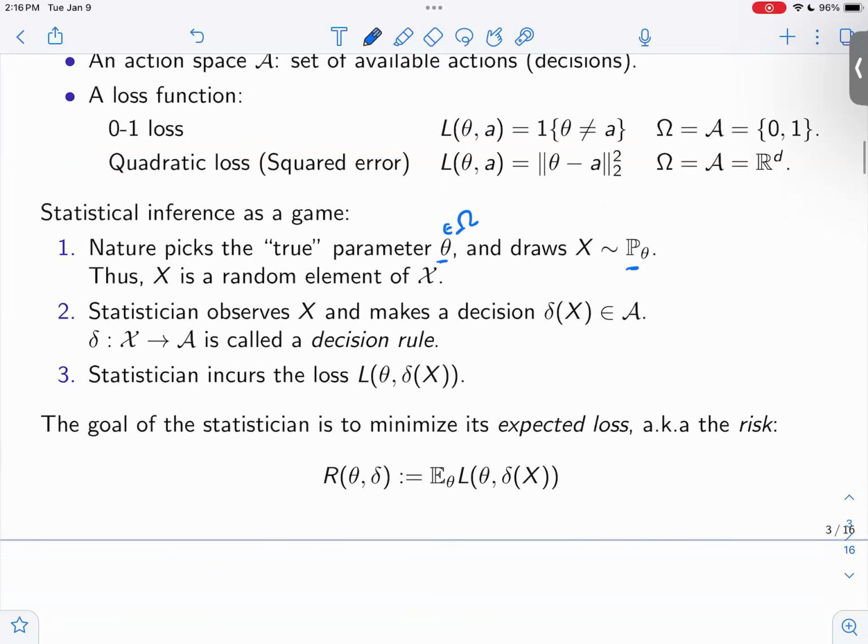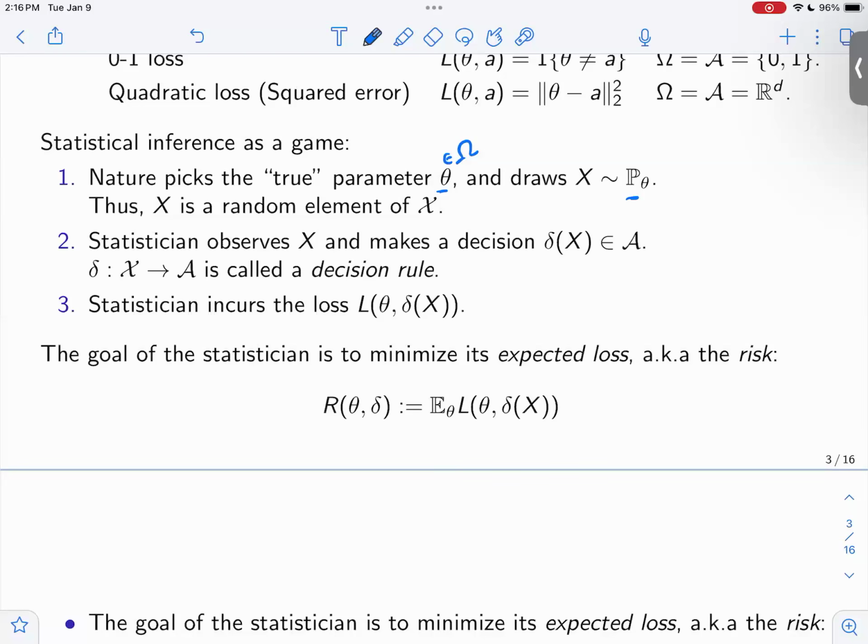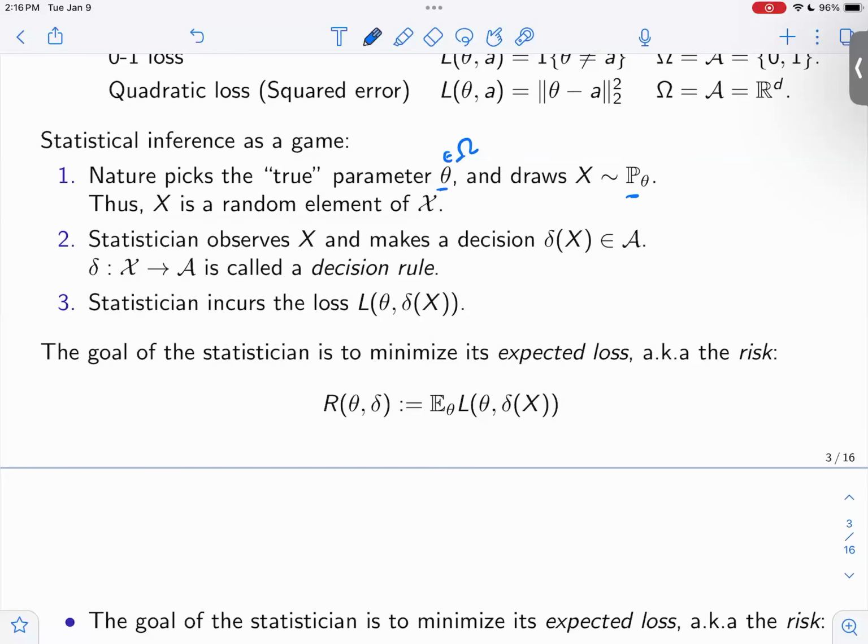So x is a random element of this script x. The statistician observes x and makes a decision, delta of x. So this is going to belong to that action space. This mapping from x to an action, you can think of it as a function. Delta is really a function, and this is called the decision rule, or in statistics, an estimator. We can call it something else, but this is the main thing that we are after. So that's our main job. And then the statistician incurs the loss, which is L of theta and delta of x. So that's where the loss comes in.